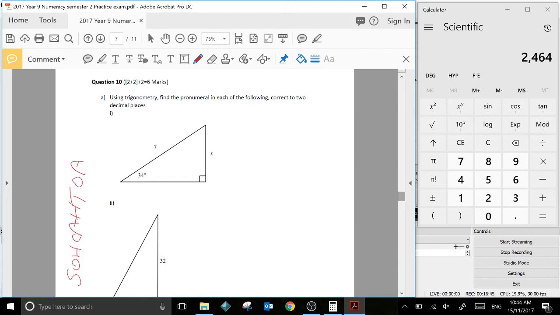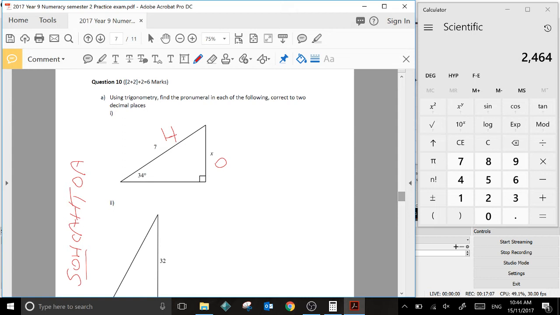Okay, so for the first one, in order to solve the value of the triangle, I need to determine whether I'm going to do a sine, cos, or tan question. So the best place to start is to ask ourselves what sides are we working with here? We're working with the hypotenuse, which is 7, and the opposite, which is our x. So which of the three relationships uses an O and an H? And it is the sine one.